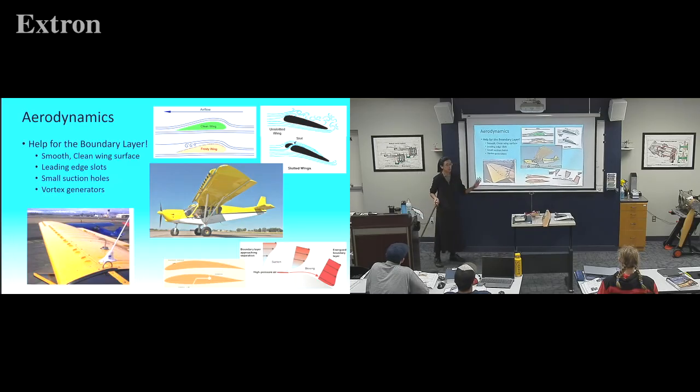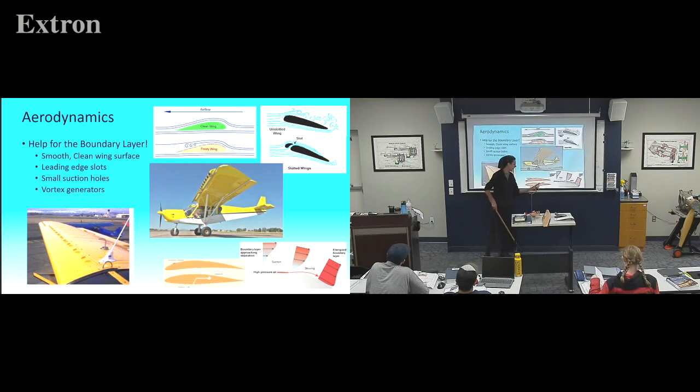Something that is not very common, but your book does talk about it, is small suction holes. So these can be on gliders, and they'll take tubing or piping from below the wing, pipe it up on top of the wing to take that high pressure, and then force it out so it's blowing along the wing and helping to draw down the air against the wing.